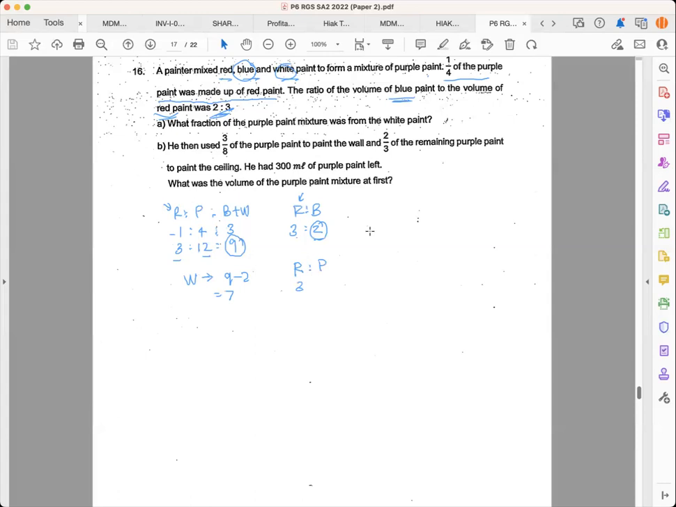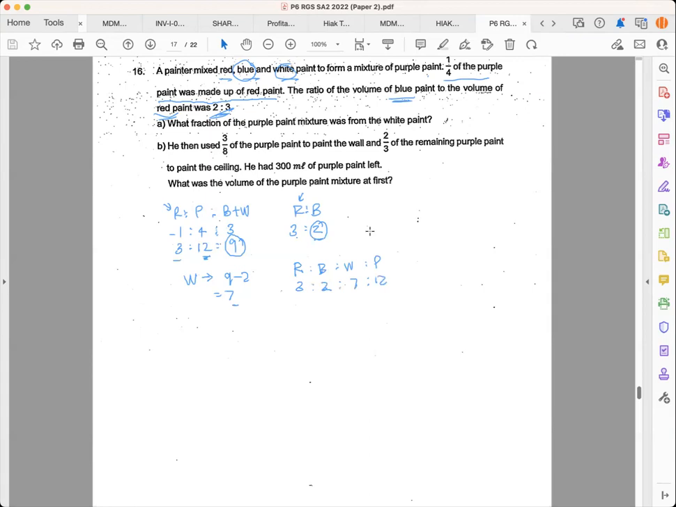purple is, okay, maybe I shouldn't put purple here first. Red, blue and white, and everything adds up to become purple. So blue is 2, white is 7, purple is 12 over here.